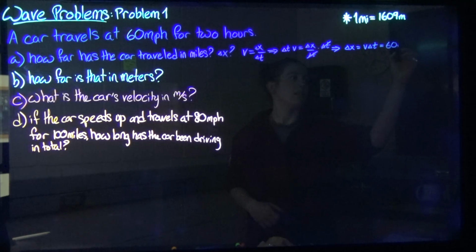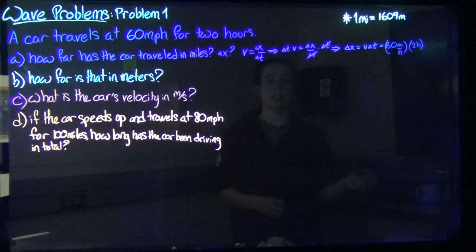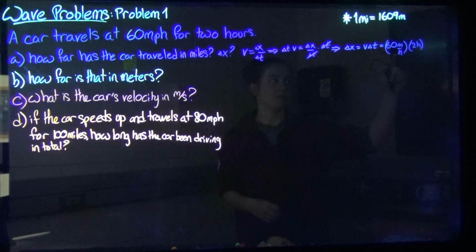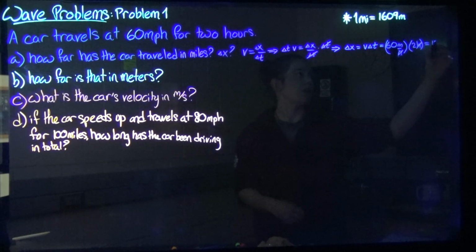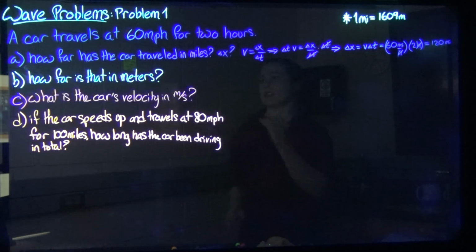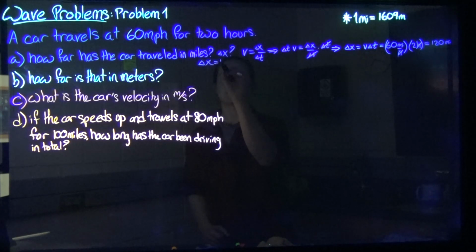Velocity is 60 miles per hour, and we're multiplying that by 2 hours. If our time was in a different unit, like if we had said our time was in minutes, we'd have to convert the time to be in the same unit, so that the hours would cancel in the velocity. That works. And then we have 120 miles. So the distance that the car has traveled, delta x, is 120 miles.